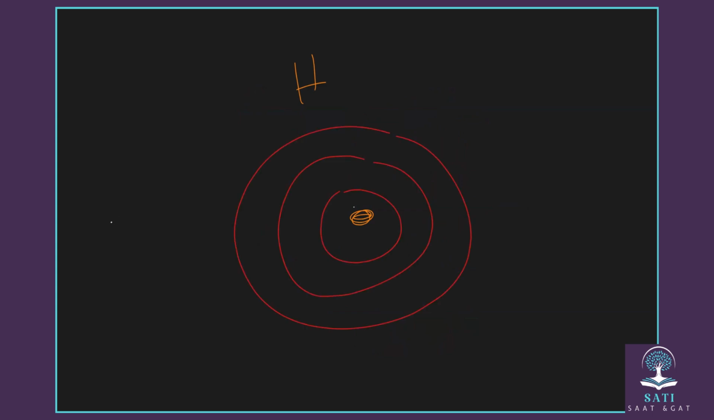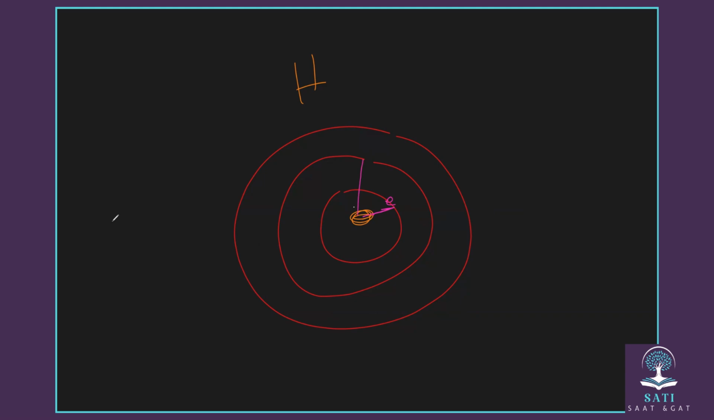The last point we will explain is the radius of the hydrogen atom, the radius of the levels. So this is the nucleus, and around it there are levels. I'm talking about the hydrogen atom. When the electron is on the first level, what is the radius of this orbit? If it is in the second, what is this radius?